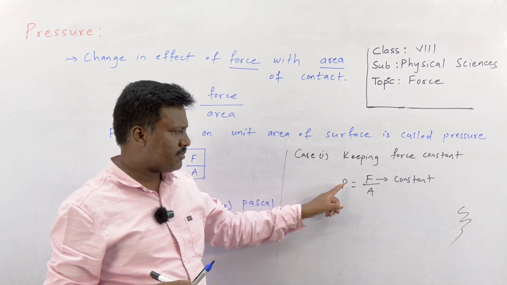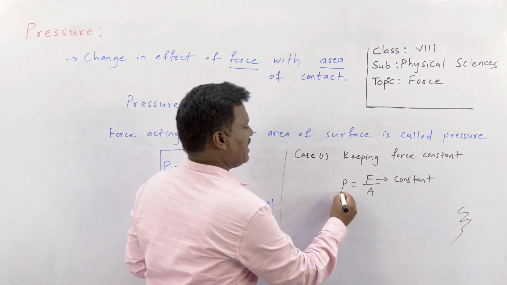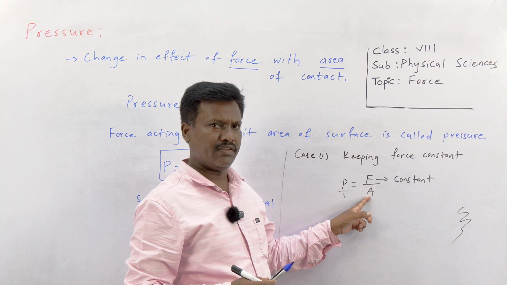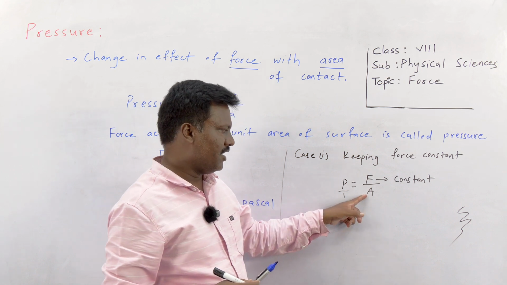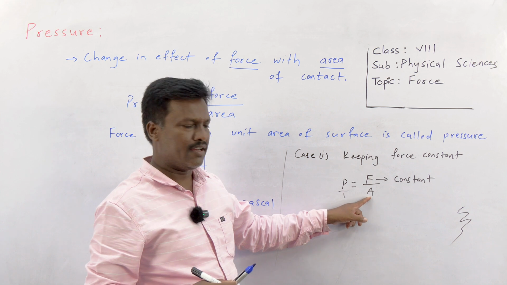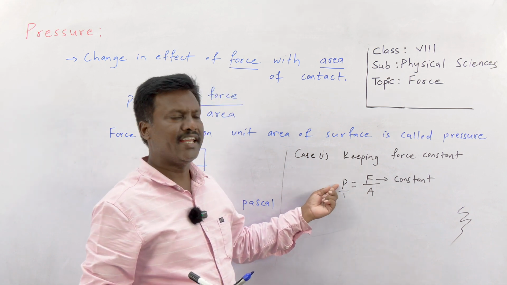And then what is the relation between pressure and area? They are inversely proportional. So P is proportional to 1 by A. P is the numerator of the first fraction, A is the denominator of the second fraction. As usual, we find an inverse relation between pressure and area. When area increases, pressure decreases. When area decreases, pressure increases.